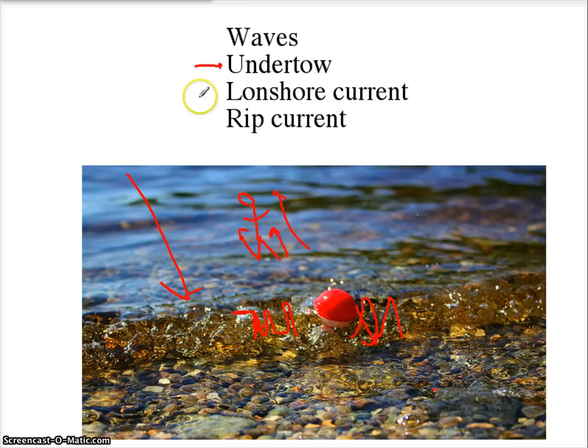Also, there are longshore currents. You may remember this one. We talked about it before. Here we have the beach. The longshore currents run along the shore. And I misspelled longshore. Should be a G right in here. Sorry about that. And then there's something called a rip current.